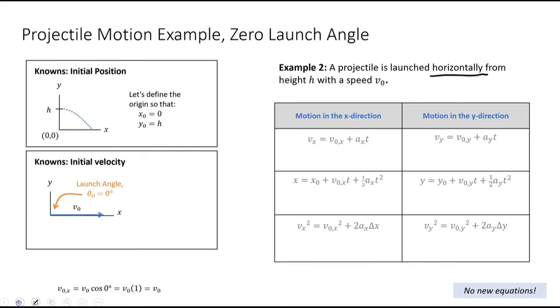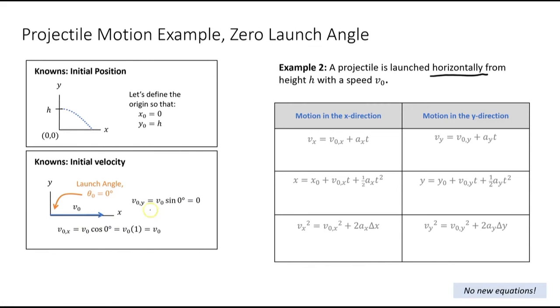And intuitively what that tells us is that the entire launch speed is in the x direction. So in other words, v naught x, the initial velocity in the x direction, is exactly equal to that launch speed v naught. Also, we know that it's launched entirely horizontally, so the initial speed in the y direction, v naught y, must be 0.